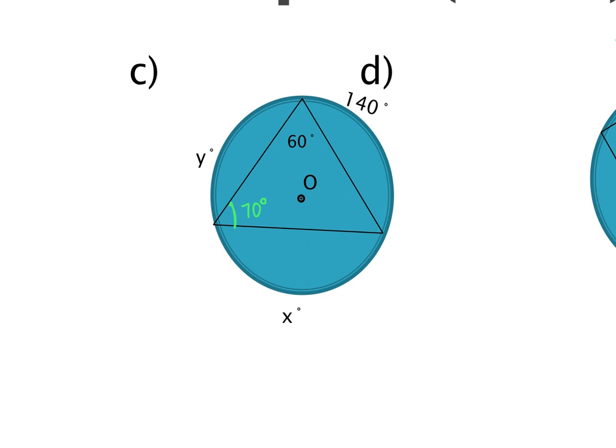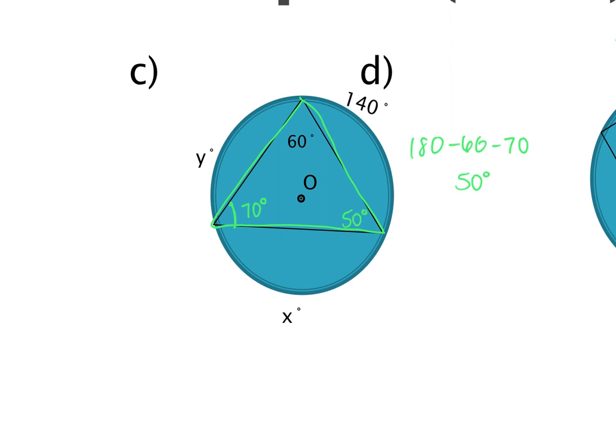180, because it's a triangle, right? This is a triangle. Do you guys agree? And triangles in total have 180 degrees. So we did 180 minus 60 minus 70. And we got 50. So this is 50 degrees.